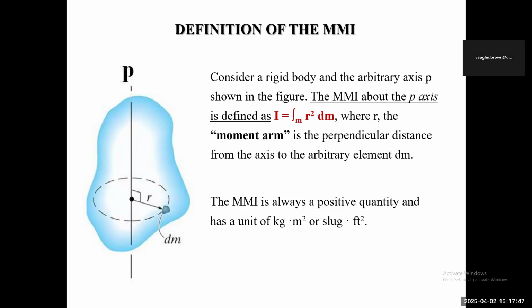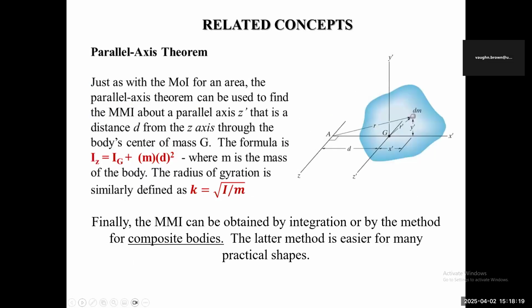So r squared here is the moment, and r is the perpendicular distance from the axis to the arbitrary element dm, right? You see it's a perpendicular distance, the moment arm is right here, and the right angle is here. So the mass moment of inertia is always a positive quantity and has units of kilograms meter squared or slug foot squared, right? All right, so the parallel axis theorem for mass moment of inertia.